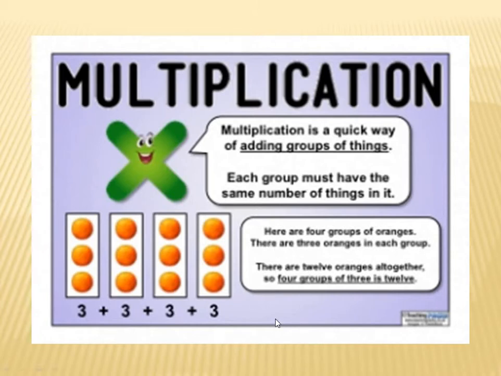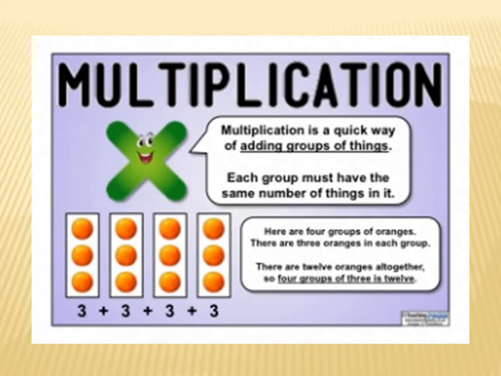Here you can see there are 4 groups of oranges and each group has the same set. 3 here in the first group, 3 here in the second group, 3 here in the third group, and in the last group, that is the fourth, we are having 3 oranges here also. So the total will be 12 oranges.